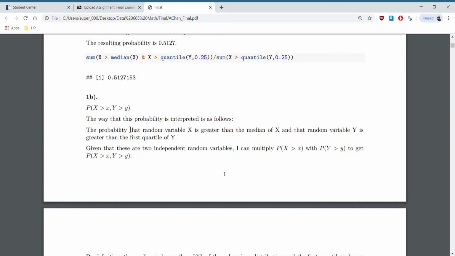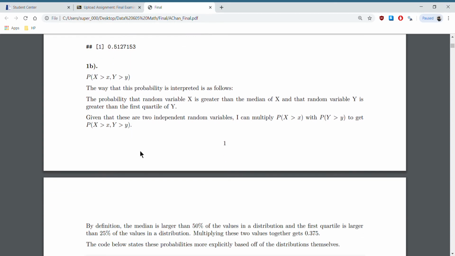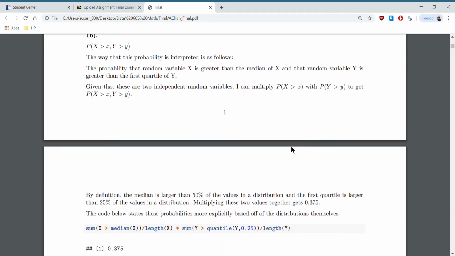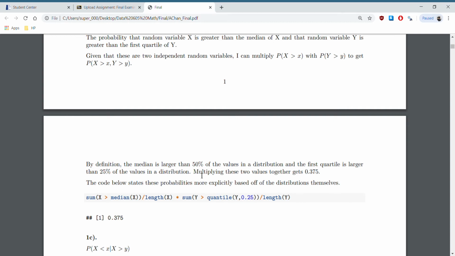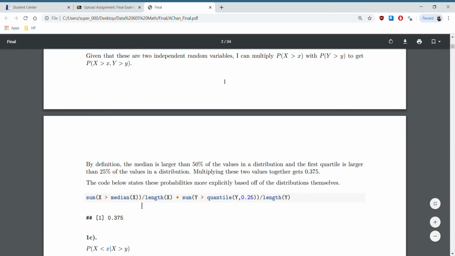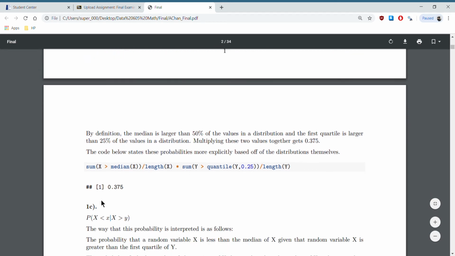So the next probability is the probability that x is greater than the median and that y is greater than the first quartile. So to find that, all you need to do is take the individual probabilities of x being greater than its median and y being greater than its first quartile and just multiply them together. So kind of by definition, a median will have greater than 50% of the total number of values, and then the first quartile will be 25%. So multiplying those two together will give you 0.375. But I did a more explicit version here, and it comes to the same number.